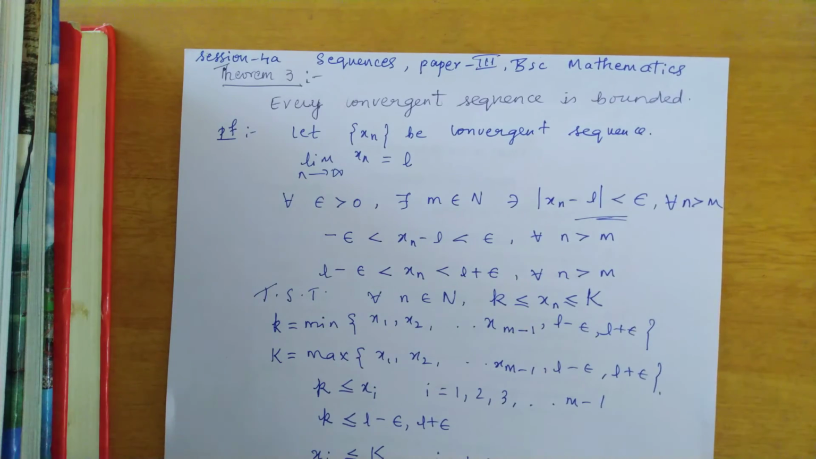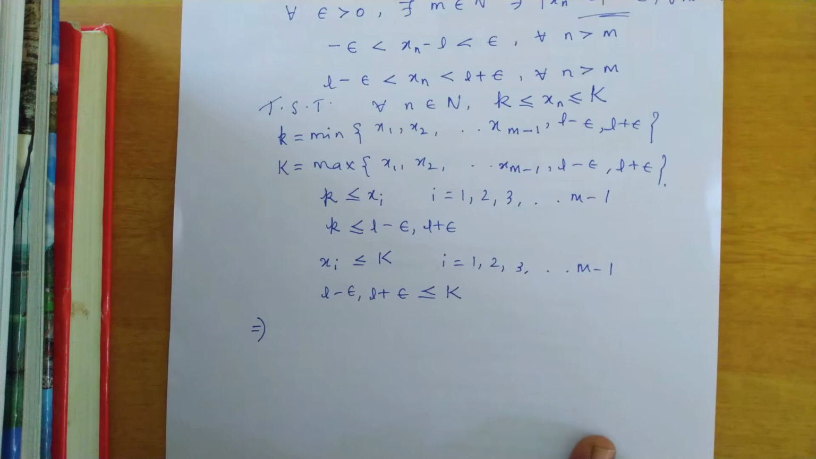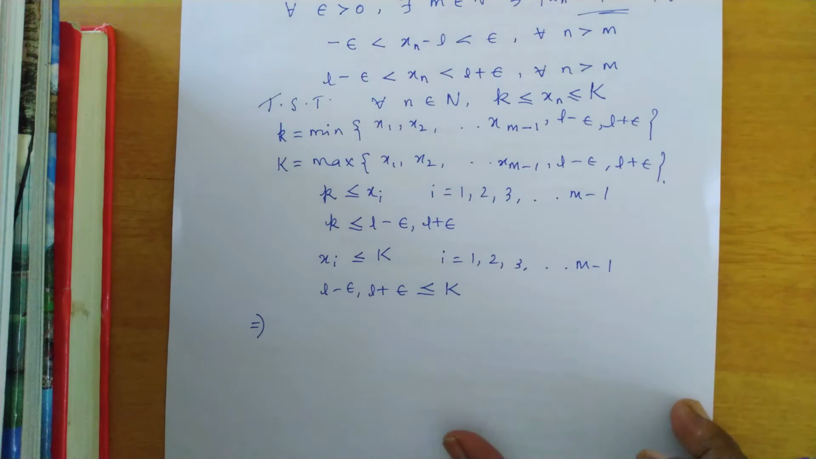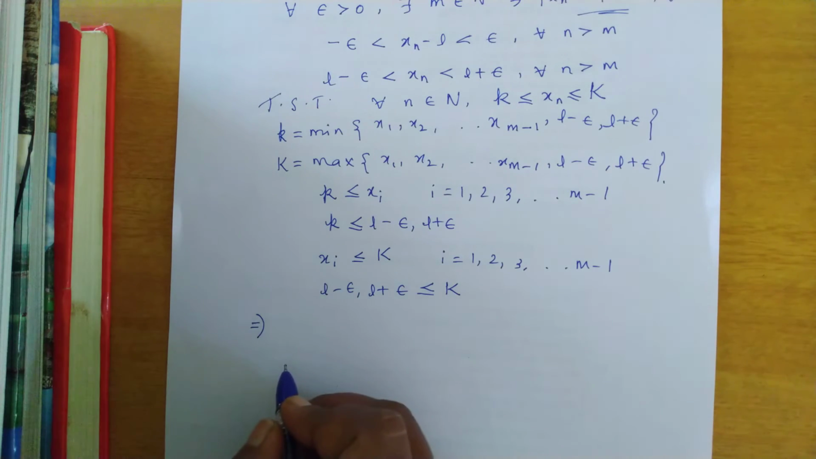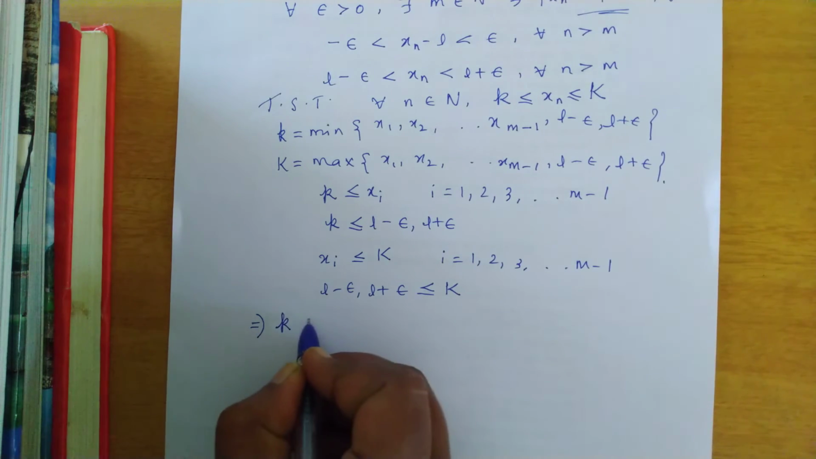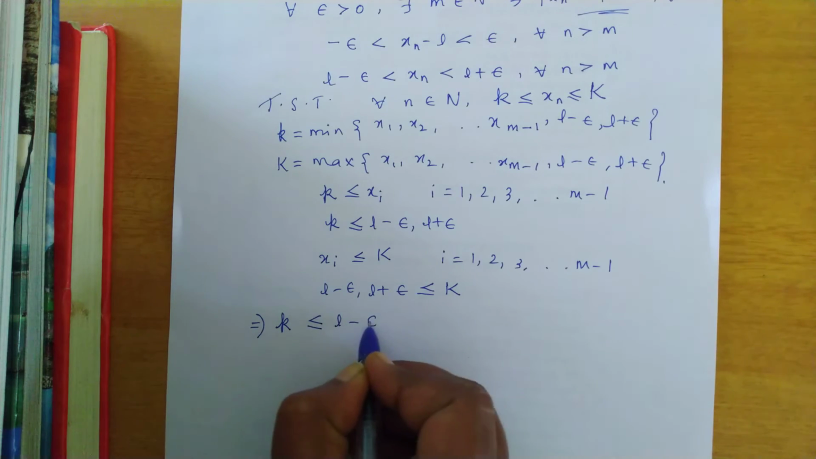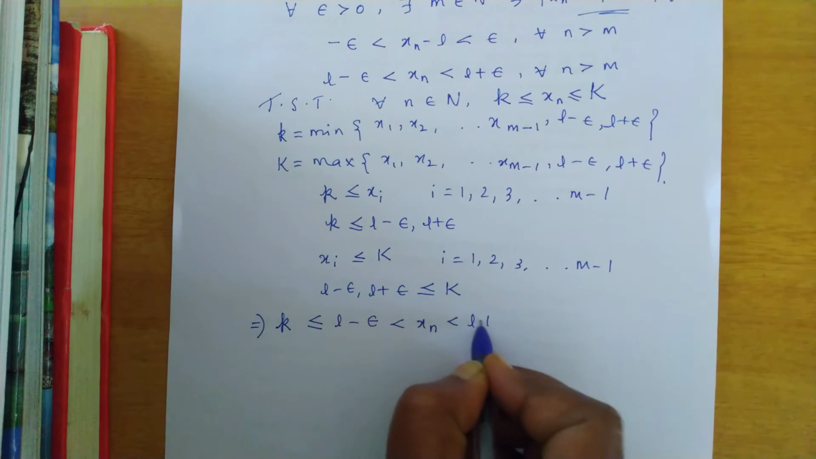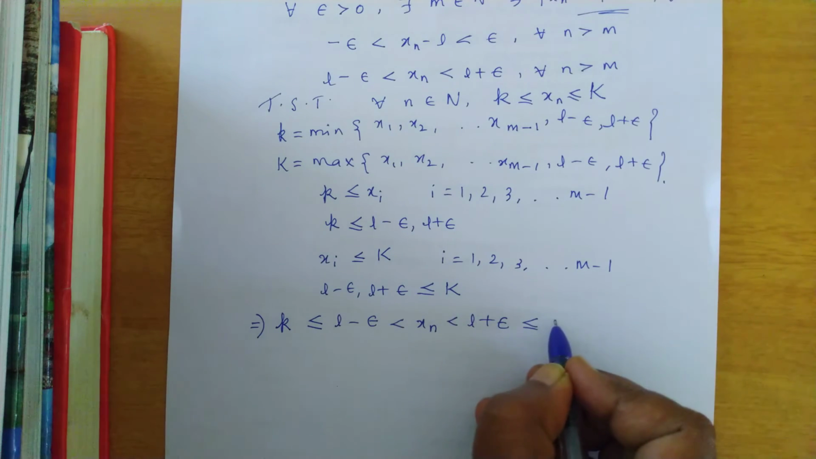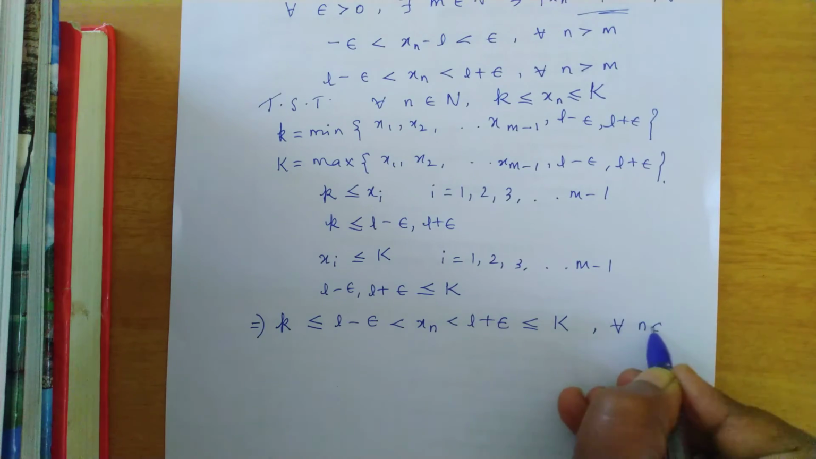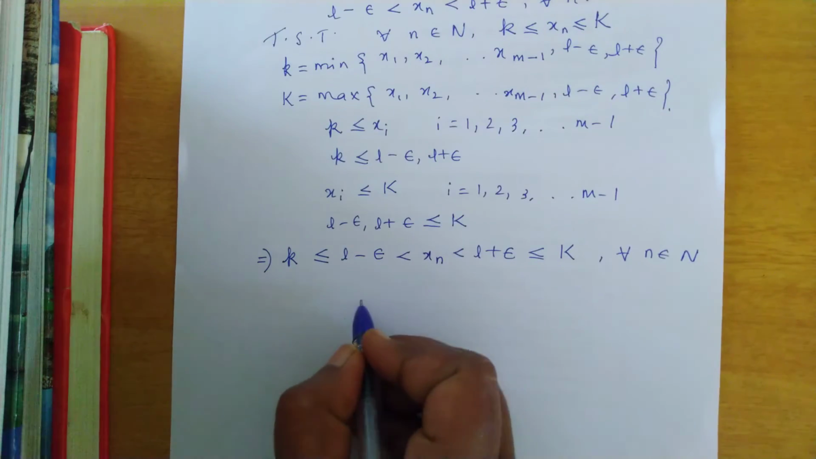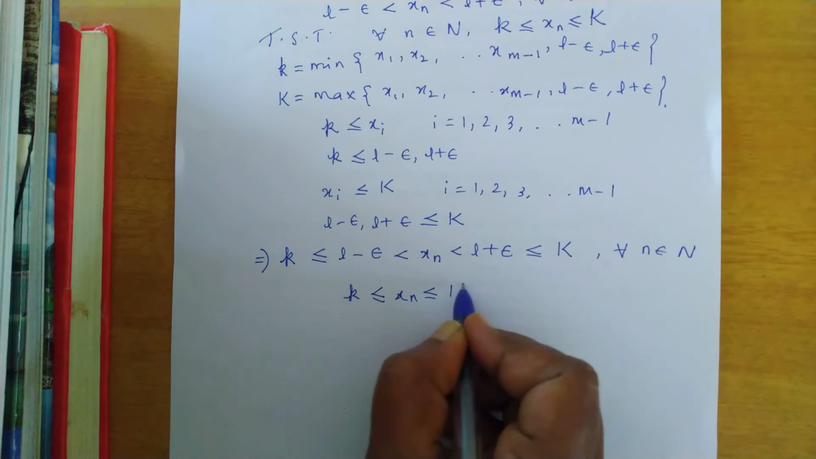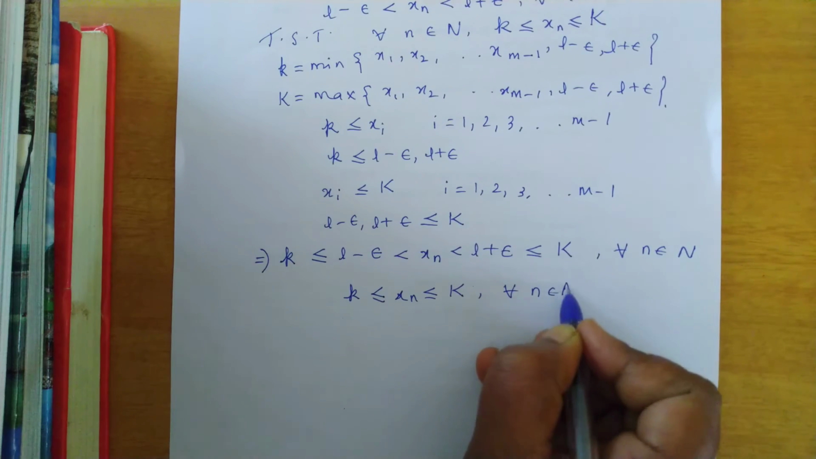So now let us write down the range from where small k and capital K can be written. Small k is the least, so it will be less than or equal to L minus epsilon, which is less than xn, which is less than L plus epsilon, which is less than or equal to capital K. This is for all n belonging to N. So from this we are able to write that small k is less than or equal to xn is less than or equal to capital K for all n belonging to N.